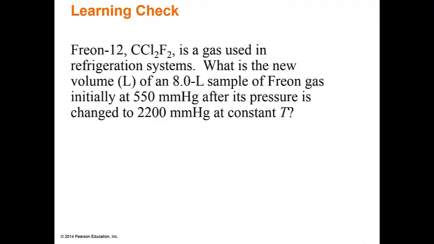So Freon 12 is a gas used in a refrigeration system. It consists of 1 carbon atom, 2 chlorine atoms, and 2 fluorine atoms. So what is the new volume of an 8-liter sample of Freon gas, initially at 550 torr, after its pressure is changed to 2,200 torr at a constant temperature, constant T?